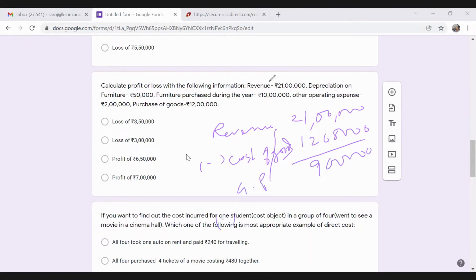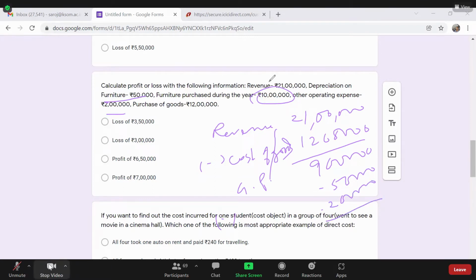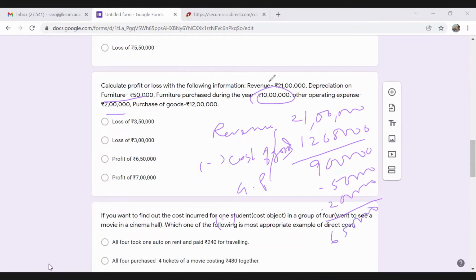Minus furniture purchase is fixed asset. So ignore that. Depreciation of furniture will come and operating expenses will come. So 50,000 and operating expenses 2 lakhs. So when you deduct these two, 6,50,000 is your profit.